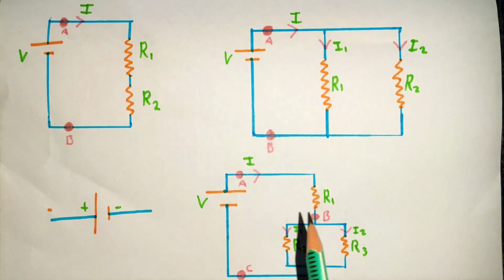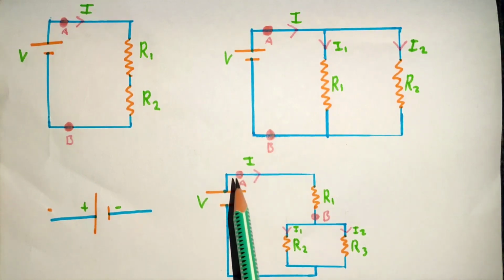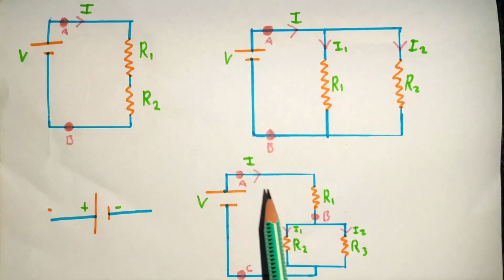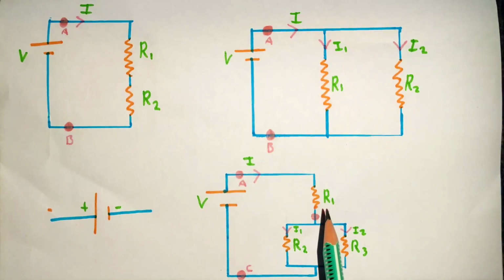At last, we have this circuit, which is a combination of series and parallel circuits. If we let the current flow from A to B, then we see a series combination. But if we let current flow from B to C, we can see it can flow through the R2 resistor. Also it can flow through the R3 resistor. It shows that current has two paths to travel from B to C. So between B and C, it is a parallel type of connection.